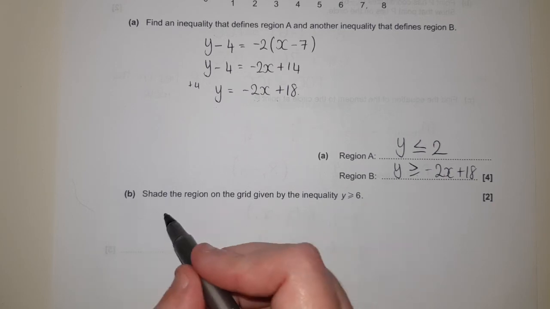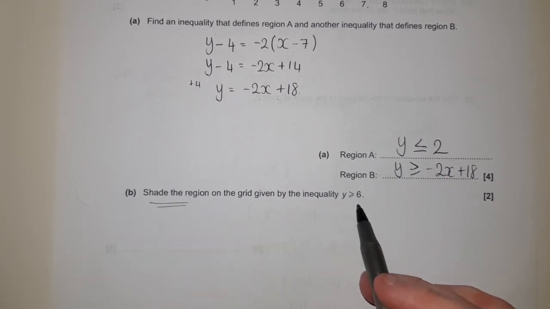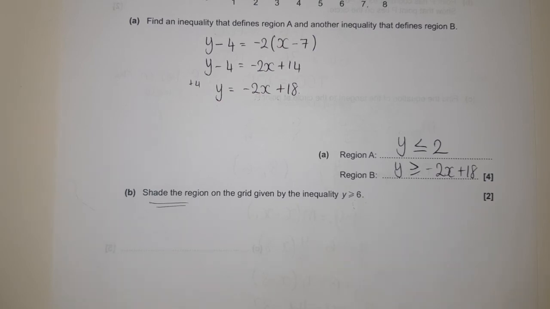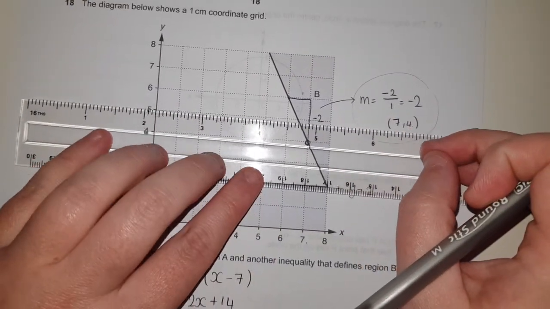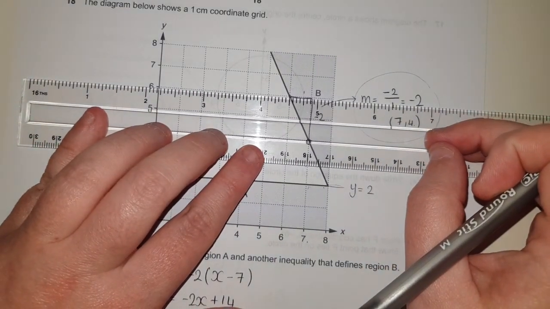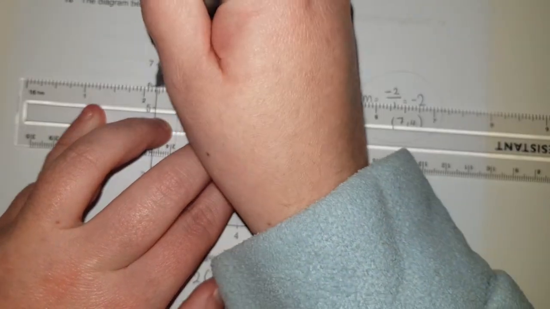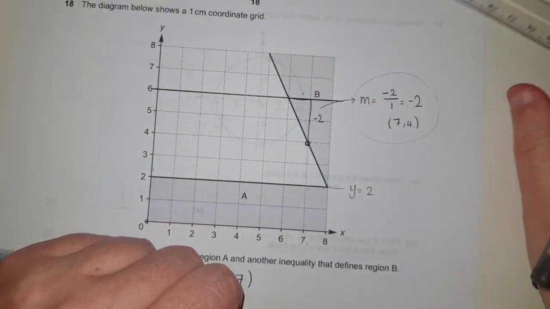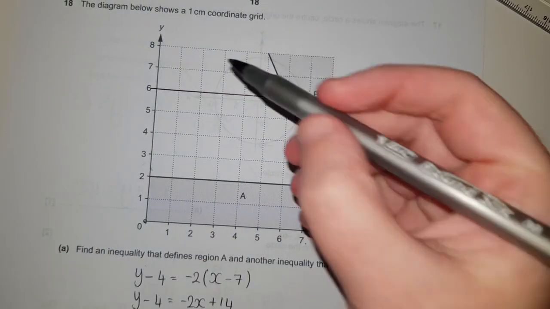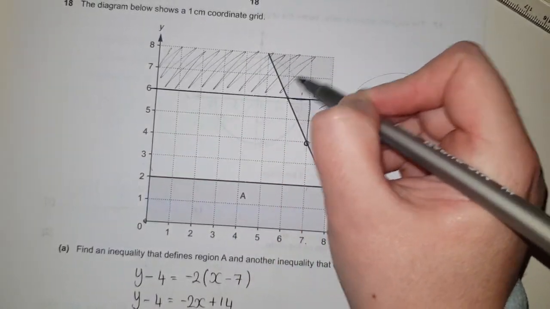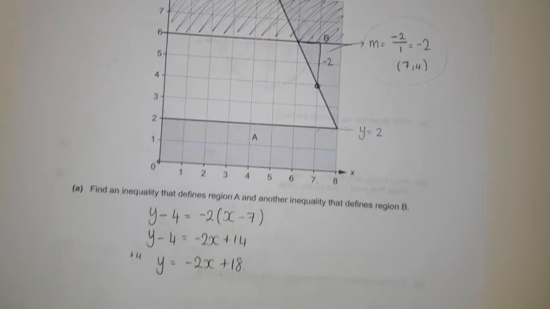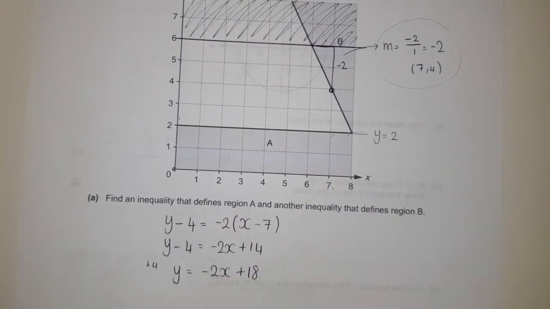The next one: shade the region on the grid given by the inequality y is greater than or equal to 6. So again, you want to shade the region where y is greater than or equal to 6. Greater than or equal to means that you need a solid line going through 6 on the y-axis. So there's my line. We want to shade the region where y is greater than or equal to 6, so we're shading above. Just be very, very careful with the wording on any sort of inequality graph.